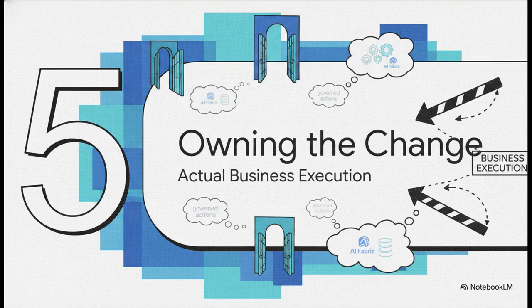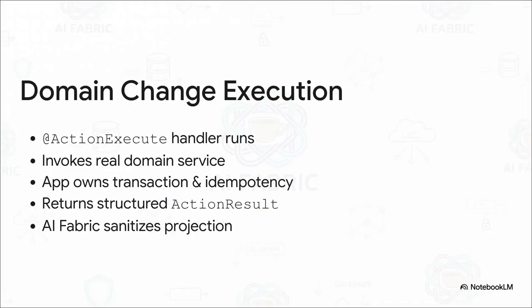And finally, Section 5, Owning the Domain Change. After clearing every single gate, the framework steps back. It hands the reins over to your Spring Boot handler. The registered @ActionExecute handler runs and invokes your real domain service. So, your application fully owns the transaction and the idempotency. The only catch? You must return a structured action result or action payload. AI Fabric requires this clean, structured result because we absolutely do not want to leak a raw persistence graph back to the LLM or the client. Keep it clean, keep it governed.